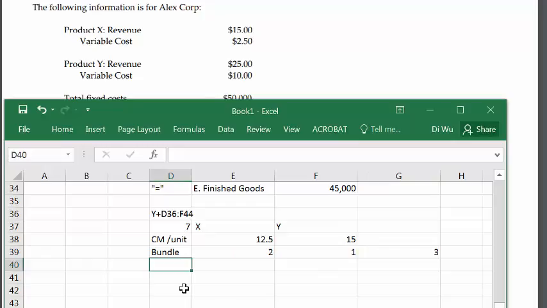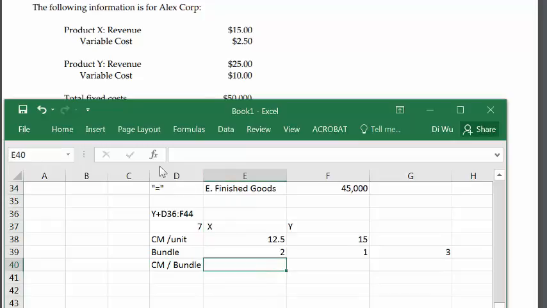So in terms of the contribution margin per bundle, we just add the total contribution margin within the bundle. We have 2X, so we multiply 12.5 by 2. Then we have 1Y, which is 15 times 1. So the contribution margin per bundle is 40.